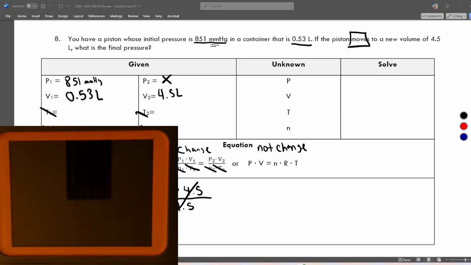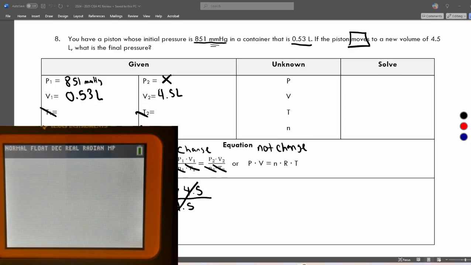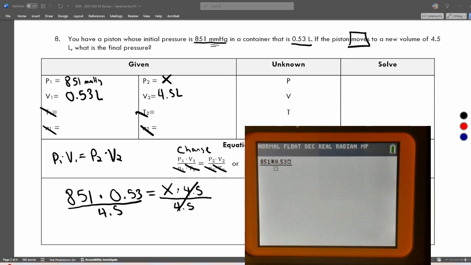Let's calculate this out. I'm going to make this easy. I'm just going to put that fraction right into my calculator. We're going to do 851 times 0.53 over 4.5. We're going to hit enter and we're going to get our answer of 100. What a nice round answer. So our pressure 2 is equal to 100.2. We can round to 100.